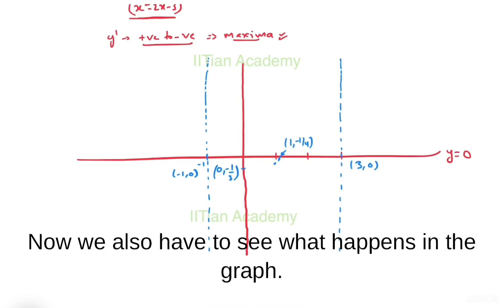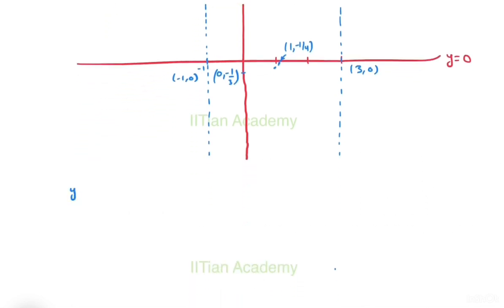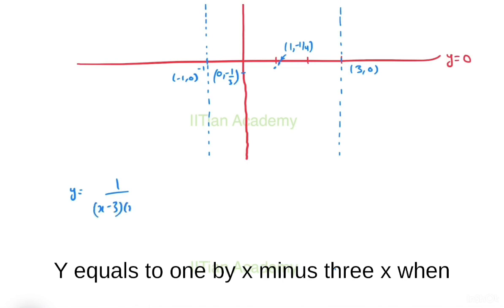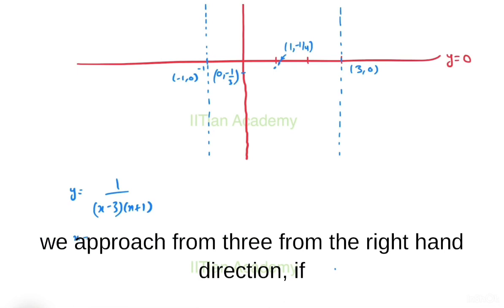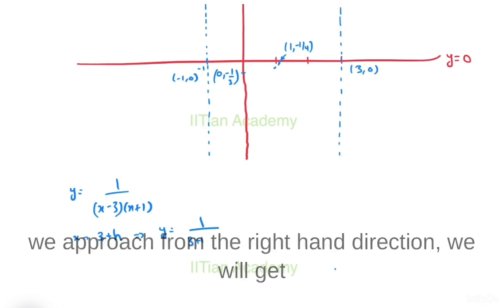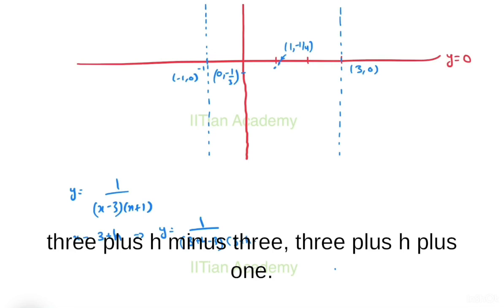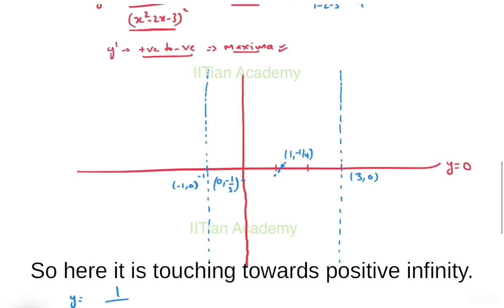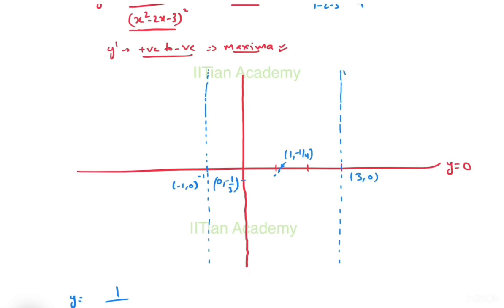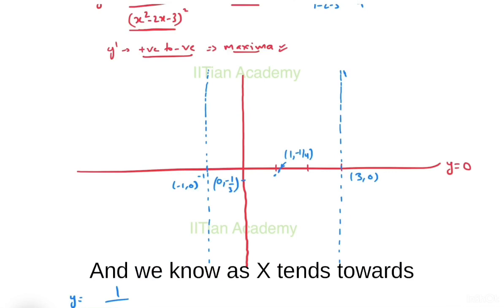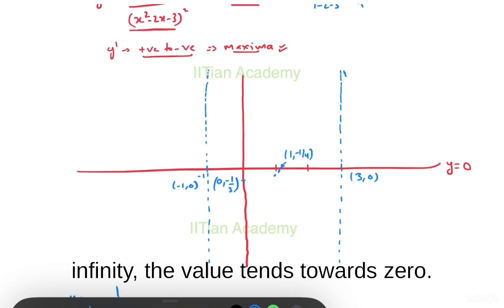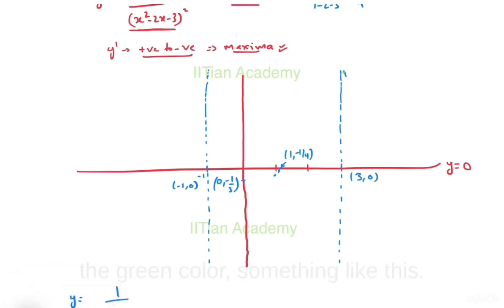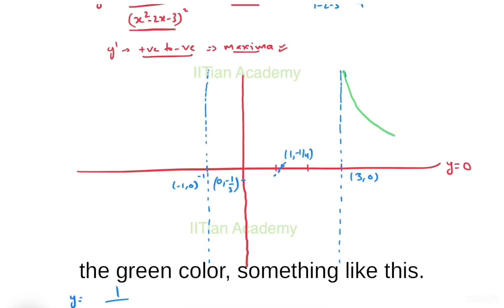Now we also have to see what happens in the graph y equals 1 by (x minus 3)(x plus 1). When we approach 3 from the right hand direction, we get (3 plus h minus 3)(3 plus h plus 1), so we would be getting towards positive infinity. So here it is going towards positive infinity. And we know as x tends towards infinity, the value tends towards 0. So this graph would be in the green color, something like this.